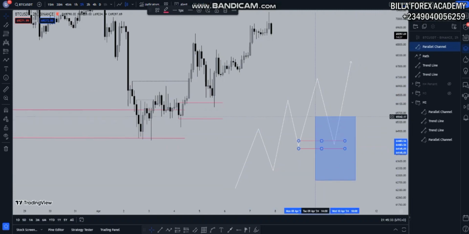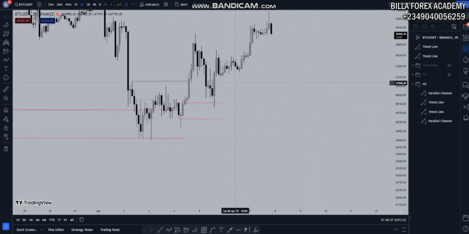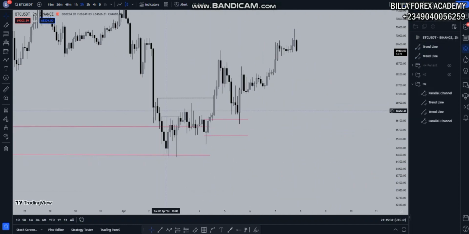This is just range theory stuff. So yeah, we have it over here. We have our first break of structure over here. We have our second break of structure over here. Then I marked out my last bearish candle to be my order block. I could have marked out this. Let's see the 3 hours.